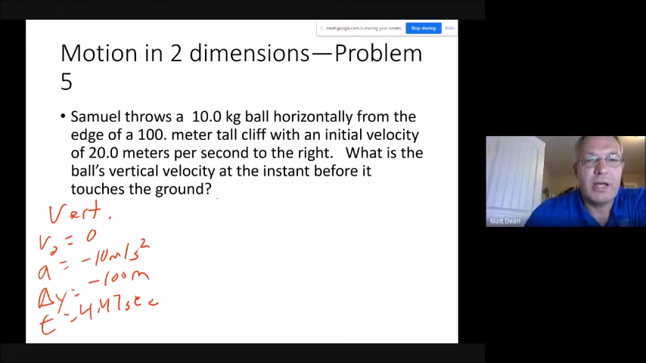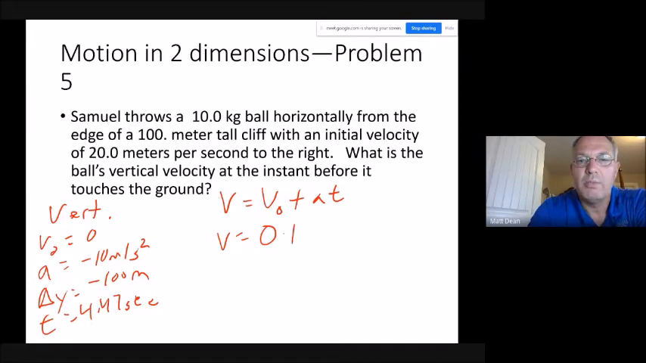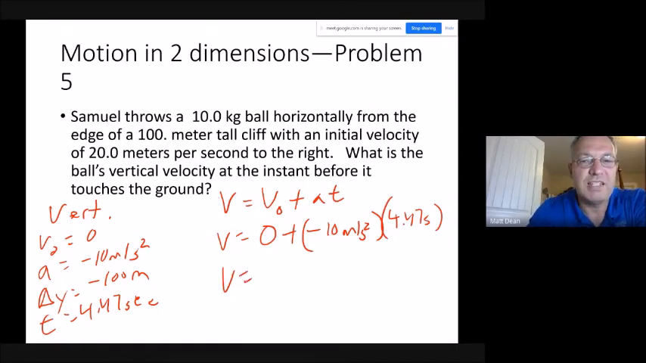The easiest way to do that is to use this kinematic equation. v equals v0 plus at, where v is the final velocity, v0 is the initial velocity, which was 0 because we're talking vertically here, plus our vertical acceleration, -10, times our time of 4.47. So our vertical velocity at the instant the ball touches the ground is -44.7 meters per second.